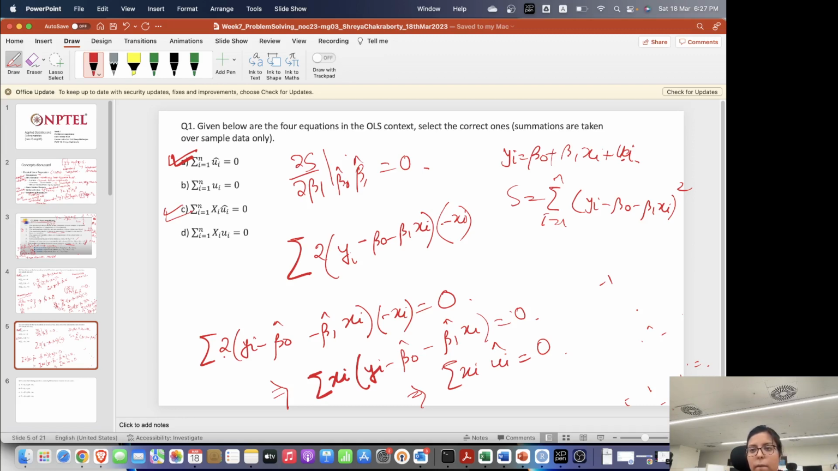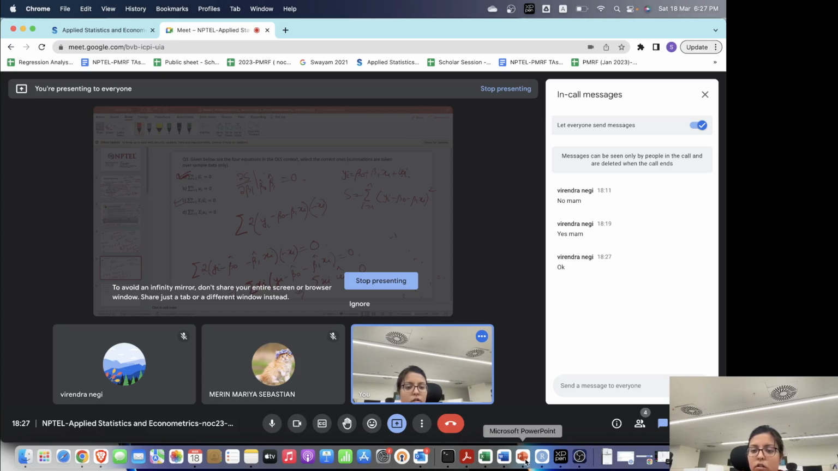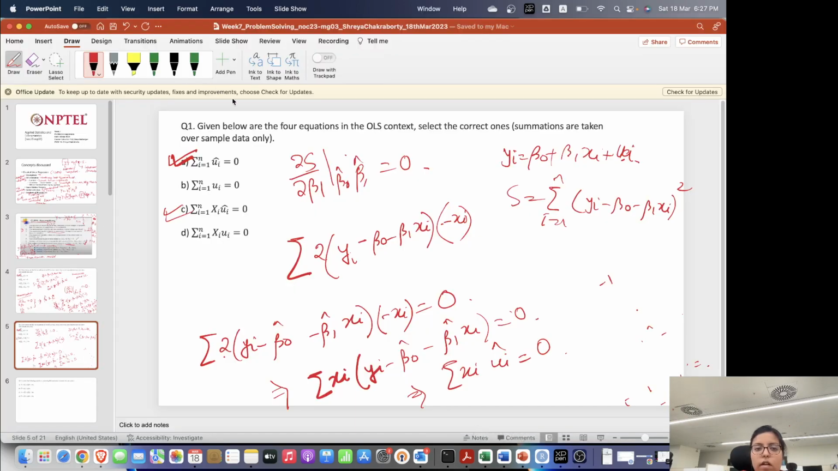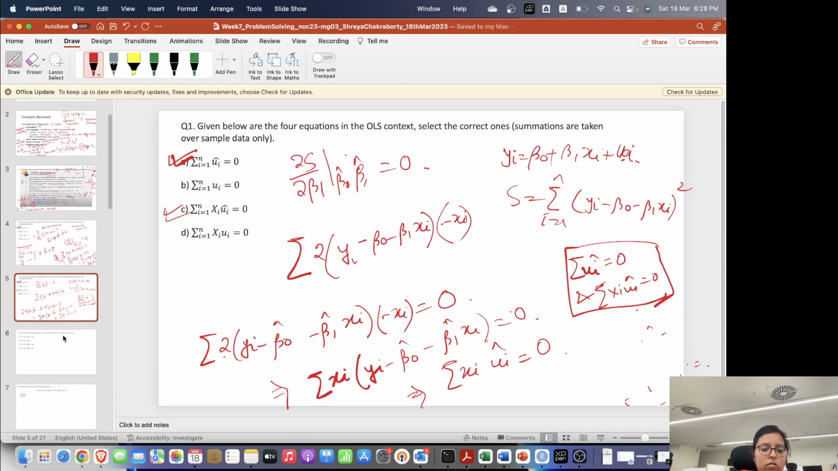Is it clear? Any questions? Okay, so just remember, when you have two variables, summation ui hat equal to 0 and summation xi ui hat equal to 0 will hold when beta naught and beta 1 are the OLS parameters. Okay, so we will then move on to the next part.